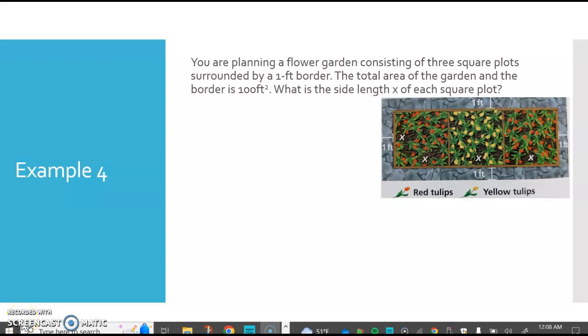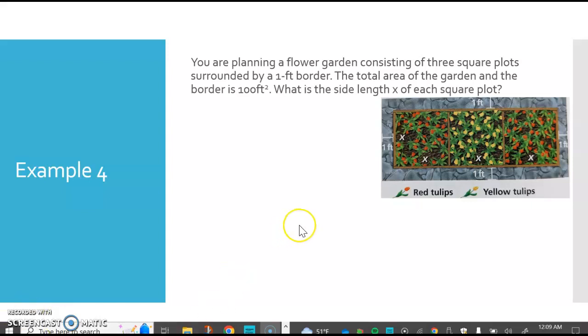All right, so last video for this section, we were doing the word problem. We want to find the total area. We know the total area, and we want to find the side length x for each square plot. So we're trying to plan a flower garden. We want 3 square plots surrounded by a 1-foot border.